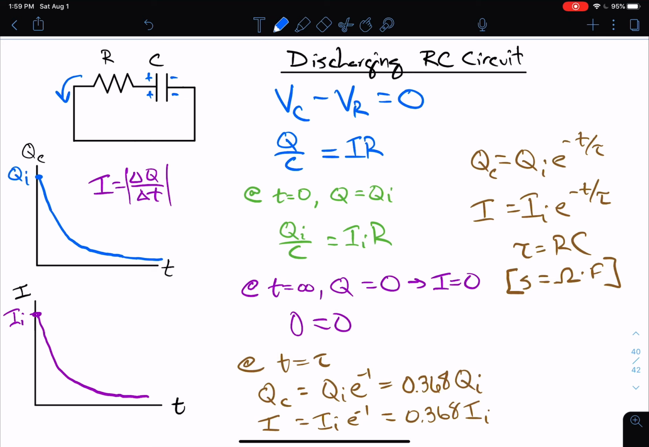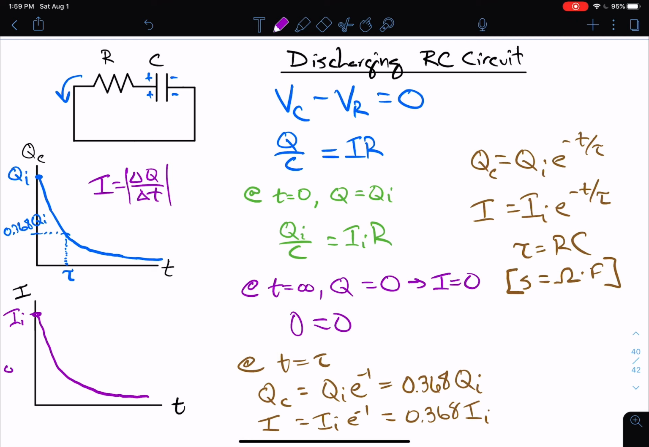And so now if we go to our graphs, if I locate 0.368 Q initial, so right there, and I go across, and then when I hit the graph, at my plotted points, I just come straight down. That has to be tau. And the same for the current.